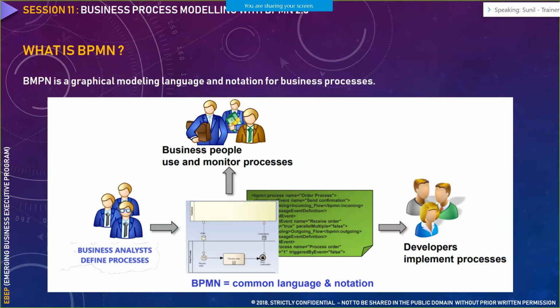Now, like I said, business process modeling notation is a graphical modeling language and notation for business processes. If you see in this particular diagram, we have business analysts who define the process, business people who use and monitor the process, and developers who implement the processes. Developers implement the processes in code format. The business analyst defines the process in this pictorial notation with the help of BPMN. And business people use and monitor the processes.